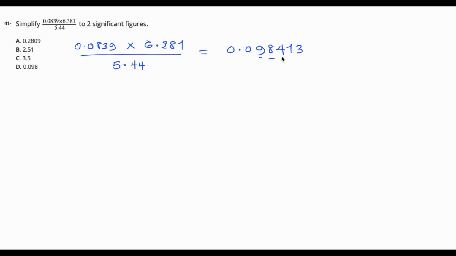But the next one, which is 4, is not up to 5, so we cannot round up our number here. So our final answer to two significant figures is 0.098. And the answer here is D.